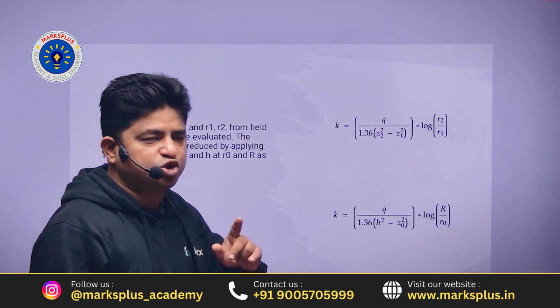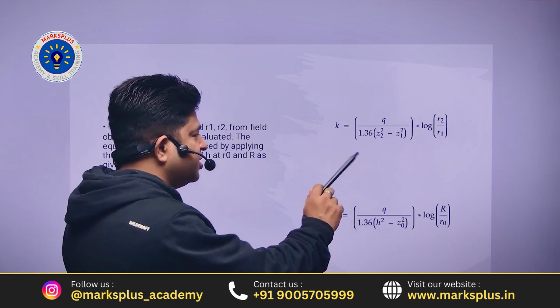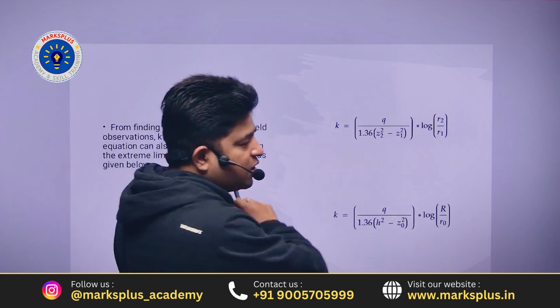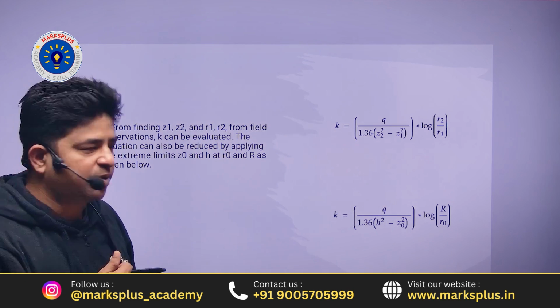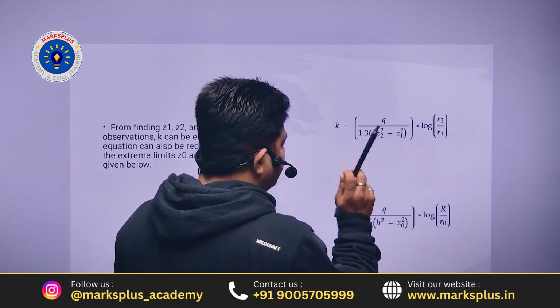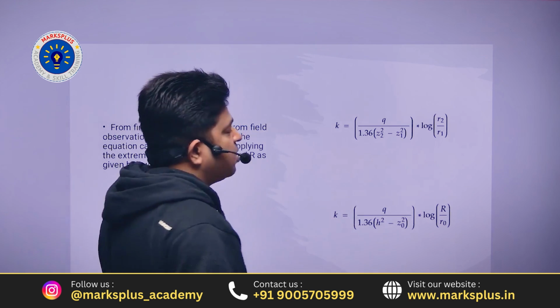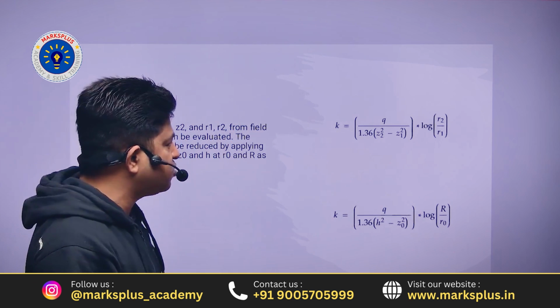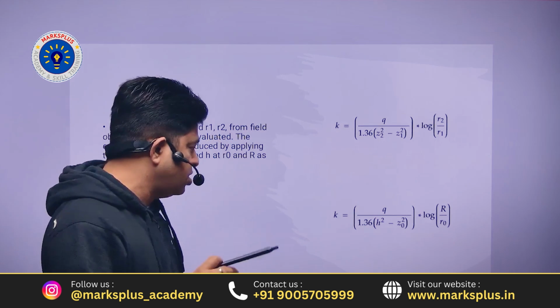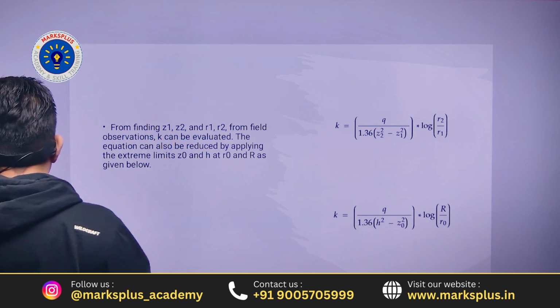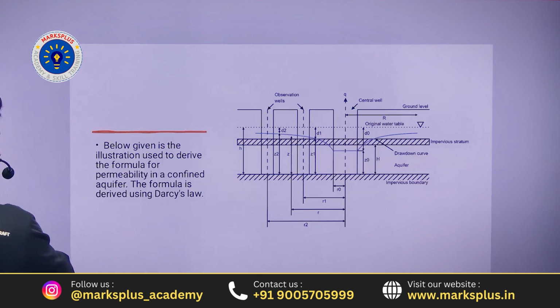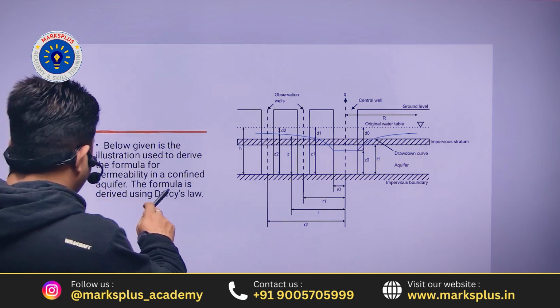Friends, this is a number one question that will definitely come: if you are given the radial distance and the height of water and you are asked to find the coefficient of permeability, then if it is given as an unconfined aquifer, you can find it through this formula: K is equal to Q upon 1.36 into Z2 square minus Z1 square into log R2 upon R1. Okay, and now it comes to the formula given below for permeability.